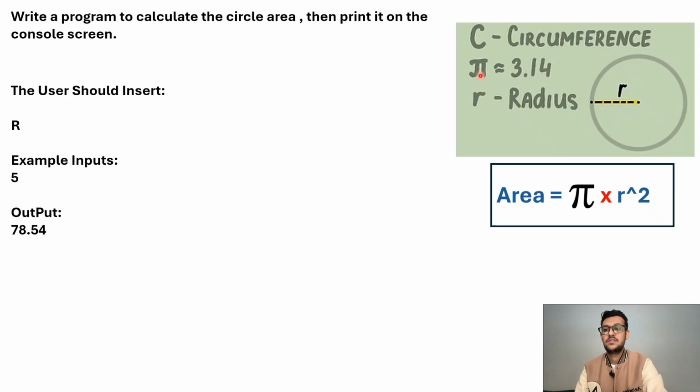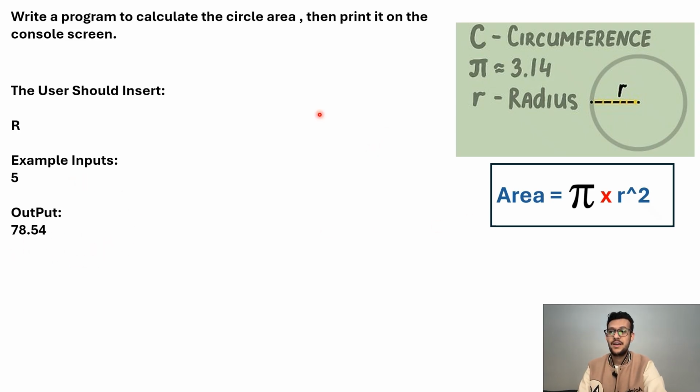And here we have the pi sign that we took from the previous courses, if you remember. It's equal to 3.14. The pi value never changes, it's 3.14, and r stands for radius. All right, radius, it's like the radius of the circle itself. So calculate the circle area. What we should do, let's say that the user should insert r, the radius. For example, the input from the user was number 5. The output should be 78.54.